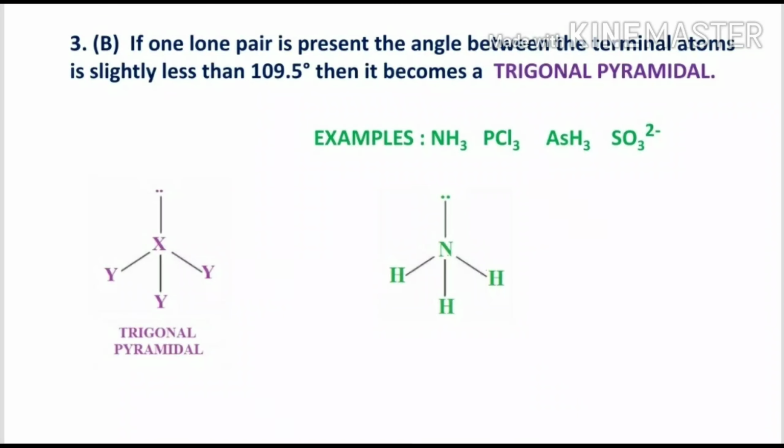Next 3b. If one lone pair is present, in the previous case 4 bond pairs are present. Now instead of one bond pair, one lone pair is present. Now the angle between the terminal atoms is slightly less than 109.5 degrees. Then it becomes a trigonal pyramidal structure. For example, ammonia. How is ammonia formed?